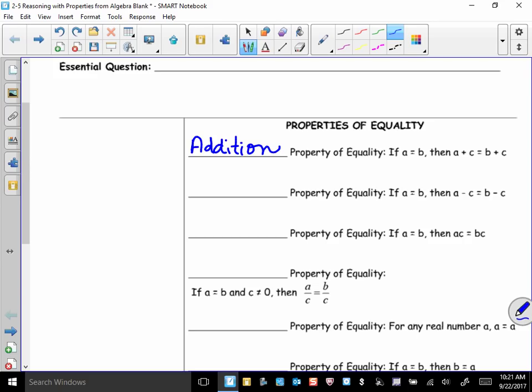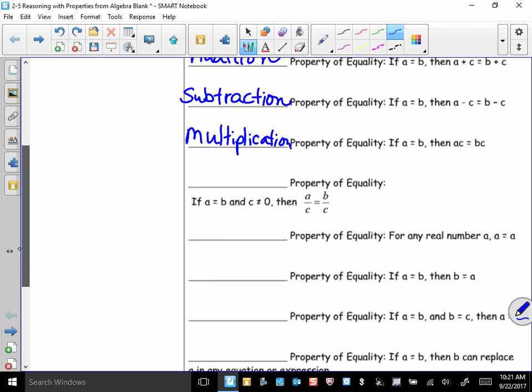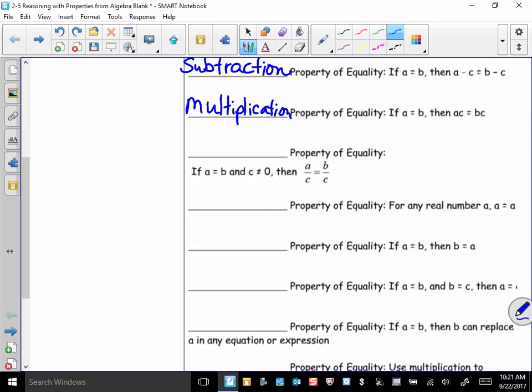For the second one, if A equals B, then A minus C equals B minus C. Essentially, it's just subtracting the same number from both sides of the equation, and we've been doing that for a long time. And so that's the subtraction property of equality. All right, if A equals B, then A times C equals B times C. Of course, that's the multiplication property of equality. And then if we divide both sides of the equation by the same number, that's the division property of equality.